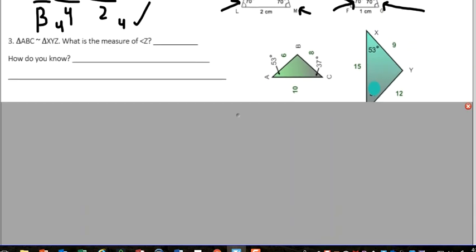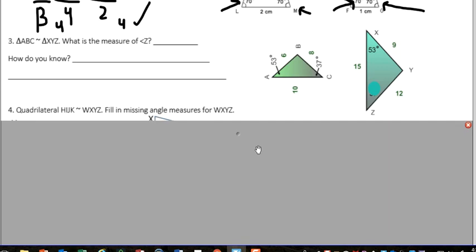The next one says triangle ABC is similar to triangle XYZ. So it's asking what's the measure of angle Z. Now you see that they're not facing the same way. One is rotated, but that's fine. We can still line up the letters. So we're looking at ABC similar to XYZ. Remember we talked about if we look at the letter placement, Z is the last letter. It's in the same place as C.